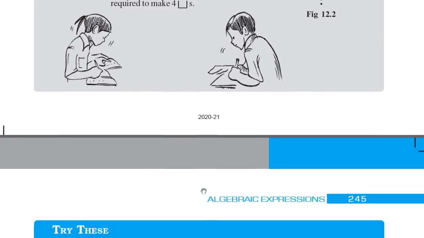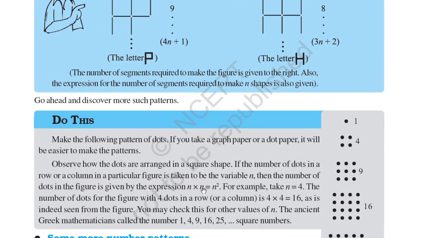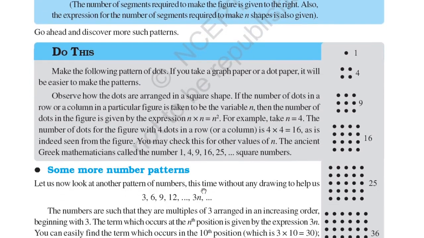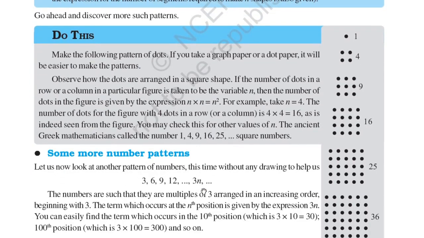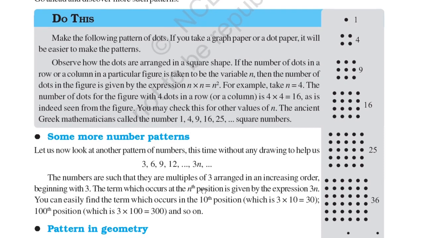So here is the Try This section. You can try this. Go ahead and discover more such patterns. So you can do this also. Make the following pattern of dots. If you take a graph paper or a dot paper, it will be easier for you to make the patterns. Observe how the dots are arranged. You can see here how the dots are arranged in a square shape.